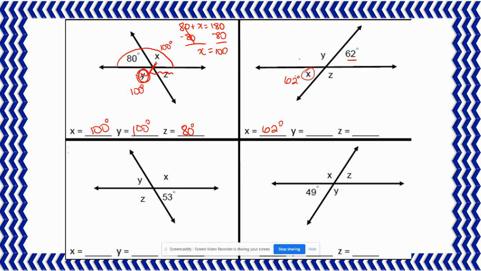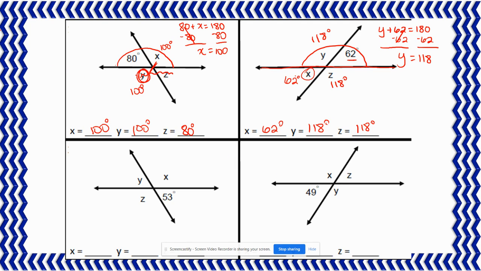And then I can use what I know, which is that angle Y and 62 are on this straight line, and this straight line has a measure of 180. So to figure out what Y equals, I would add Y to 62, and I would get 180. So to get Y by itself, I would subtract 62 from both sides, and I would get Y equals 118. If I know that Y is 118 degrees, it is opposite of Z, so it is also 118 degrees because they are vertical angles and they are congruent.